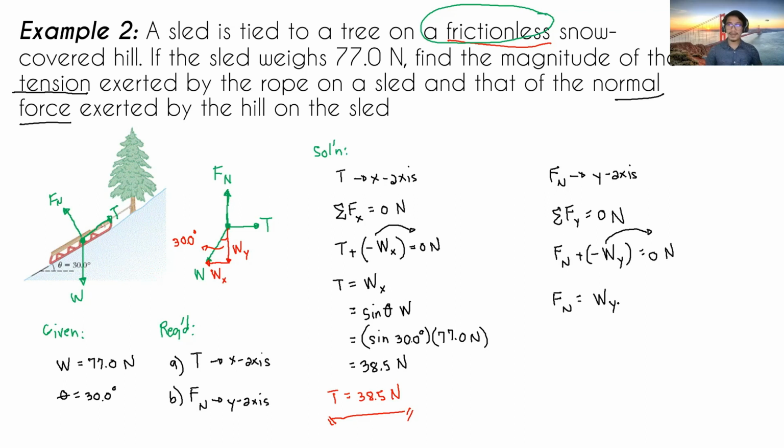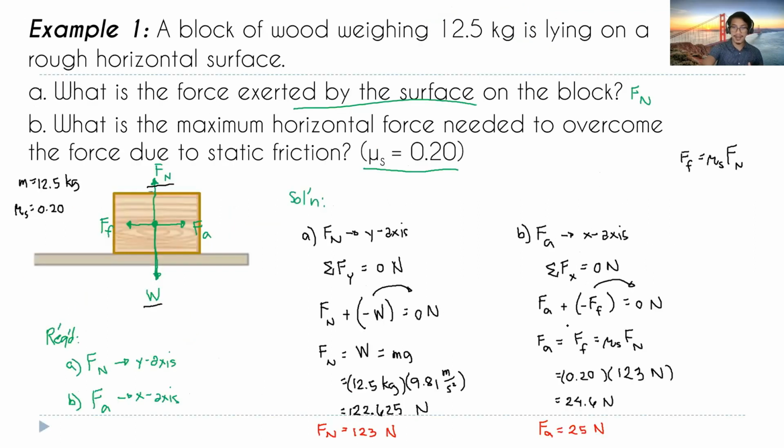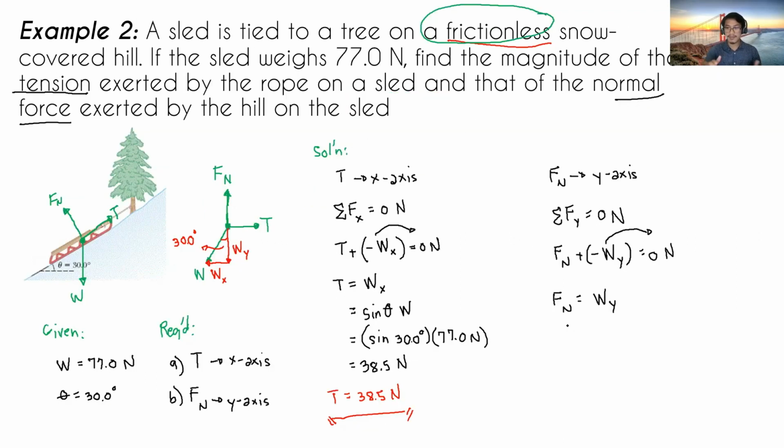This is what I mentioned in our last meeting, that the normal force is not always equal to the weight. When the surface is slanted, it is not equal to the weight. It is equal to the weight only if it is horizontal, like the last problem. This time, the normal force is equal to wy.